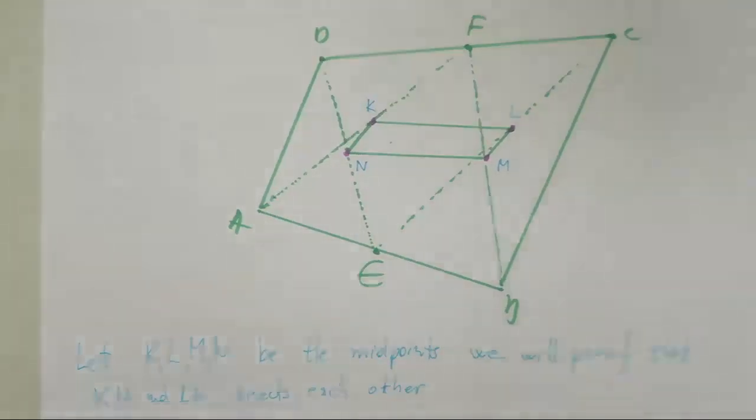It's not given that they are parallel. It just says that F is the midpoint of CD and E is the midpoint of AB. In some cases they may be parallel, but in general they are not.